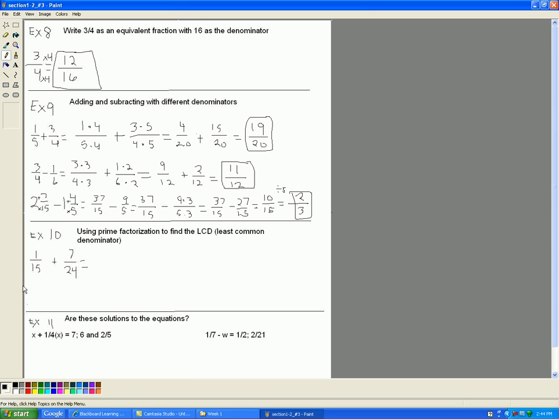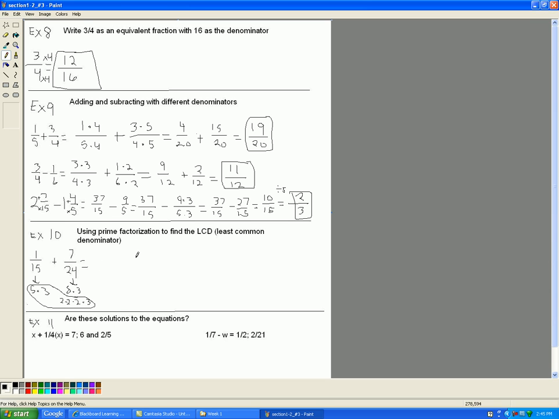So if we look at the factors of 15, it's going to be 5 times 3. If we look at the factors of 24, it's going to be 8 times 3, which is going to be 2 times 2 times 2, because 2 times 2 is 4, times 2 is 8, times 3. So these are going to be the factors that we'll be working with. So we found all the prime factors. These are all prime numbers down here, all prime numbers right here.